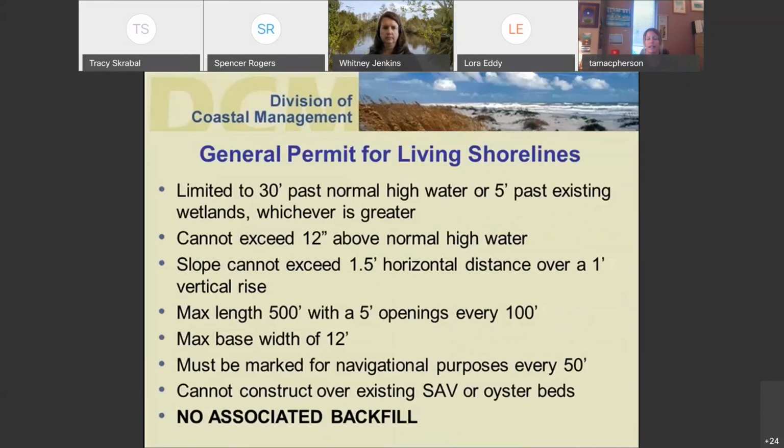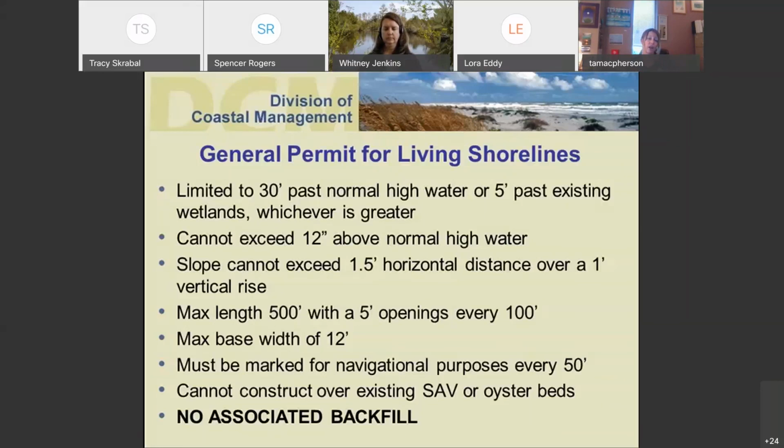So the general permit is very, very specific. We've worked with the Corps of Engineers and all the other agencies to determine what could be permitted. Obviously, some of these things are going to be site specific, but these are the general criteria. You're limited to 30 feet past normal high water. So that's a big area where wetland enhancement can be done, or 5 feet past existing wetlands. So whichever is greater. You cannot exceed 12 inches above normal high water.